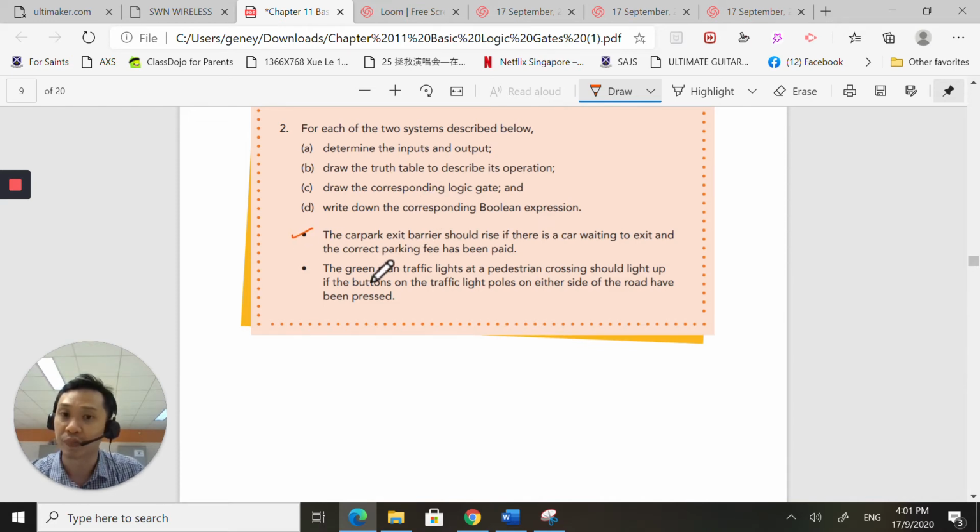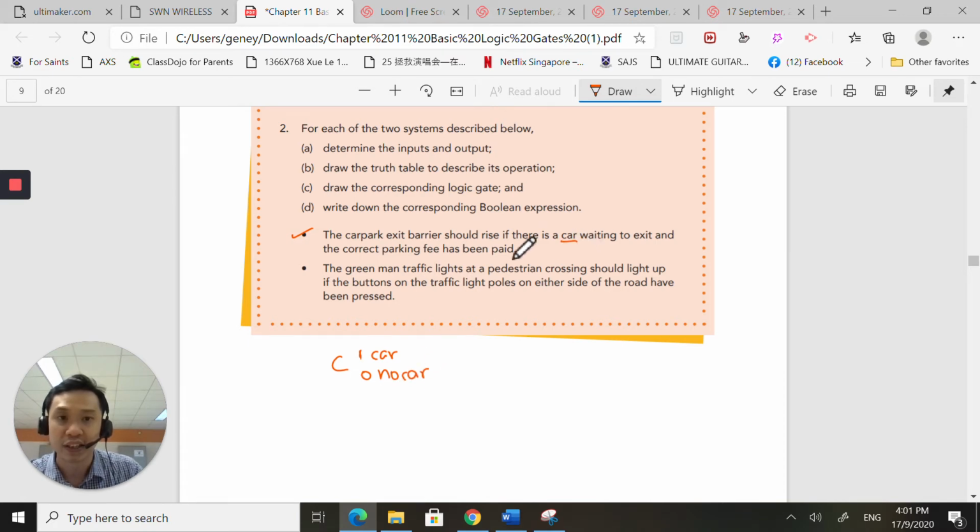All right. So situation one: a car park entry barrier should rise if there's a car waiting to exit and the correct parking fee has been paid. So the first one, if there is a car, so I'm going to say car. Okay, so if there's a car, I'm going to have a 1. So there is a car, and a 0 means there is no car. Okay, so this is the car.